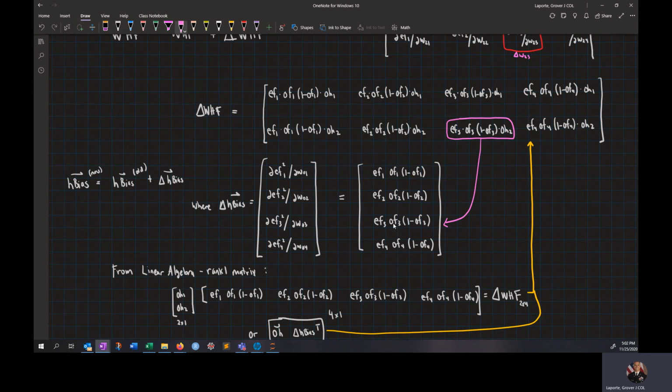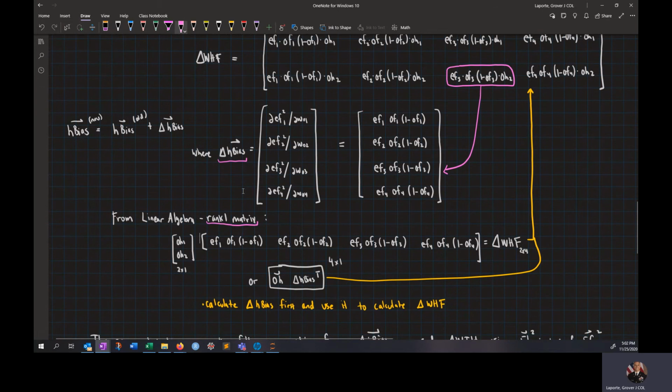So the deal here is if you calculate delta H bias first, we can use that delta H bias in order to calculate the delta WHF. And let me show you how to do that. From linear algebra, you guys probably don't remember, but there's this thing called a rank 1 matrix. What it does is if you put two vectors in a certain order, you produce what's called a rank 1 matrix, and that's what this thing is.